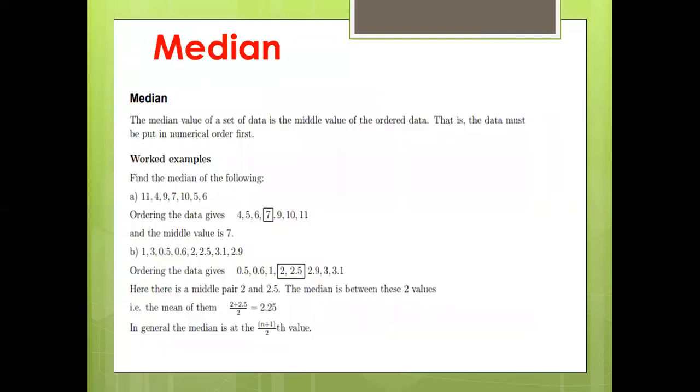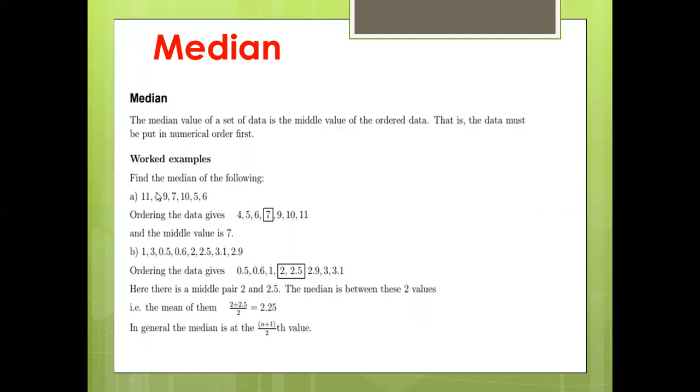Okay, next is a median. What is median? The median value of a set of data is the middle value of the ordered data. That is, the data must be put in numerical order first. Okay, the word median itself has the meaning: whatever the given data is, the middle value of it is the median. But we cannot find this middle value directly. The given ungrouped data will be raw data, so we have to convert or arrange it in ascending or descending order. Okay, after arranging, whatever the middle value is, that is the median.